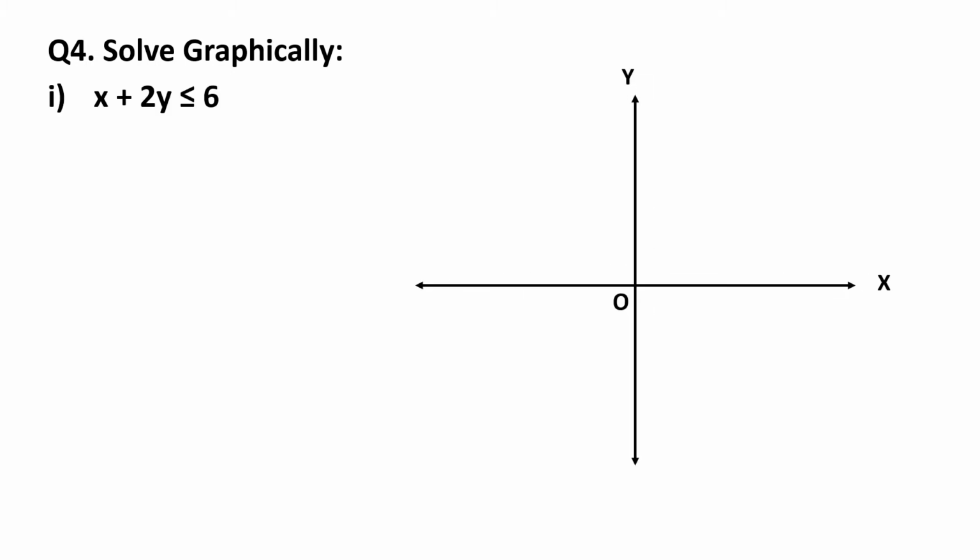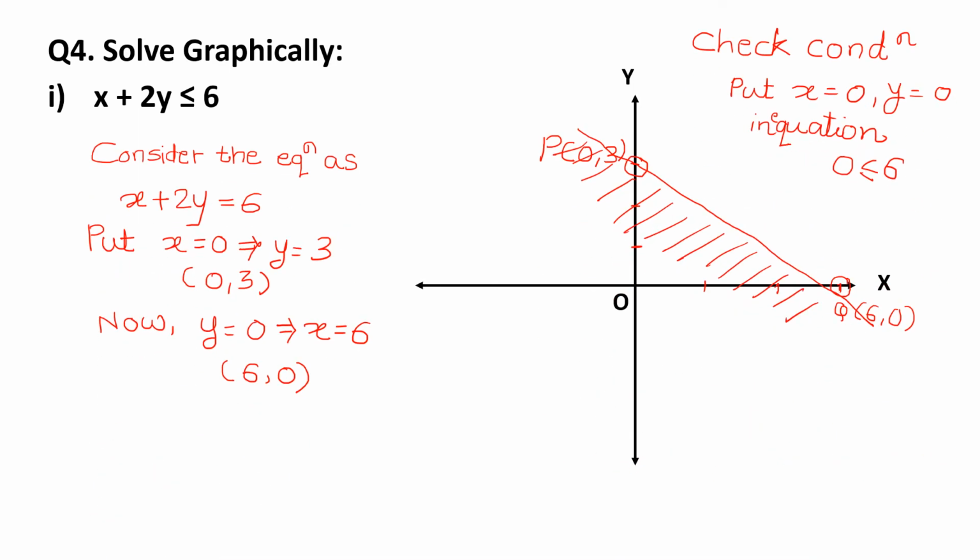Now let us solve question number 4. The first problem that we have is x plus 2y less than or equal to 6. I have to draw the line first, x plus 2y is equal to 6. For doing this, consider the equation of the line as x plus 2y is equal to 6.